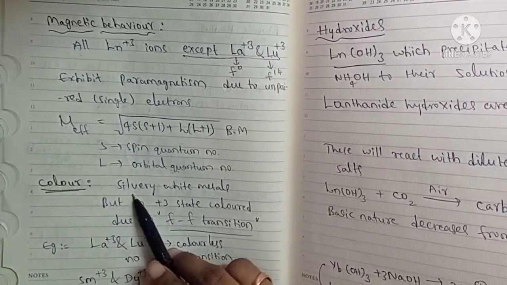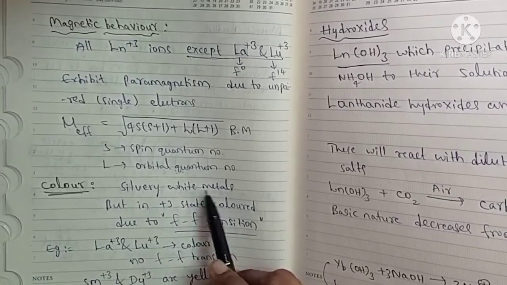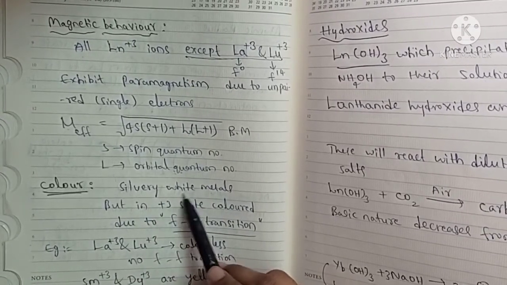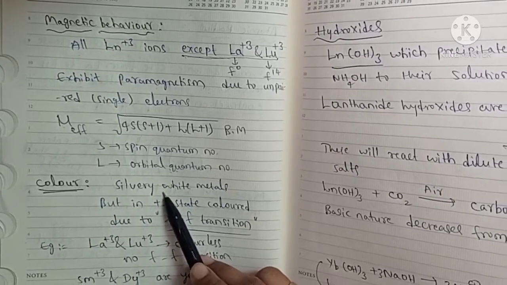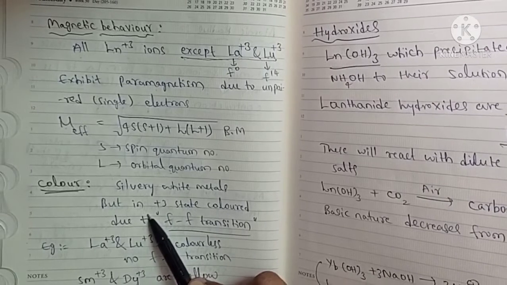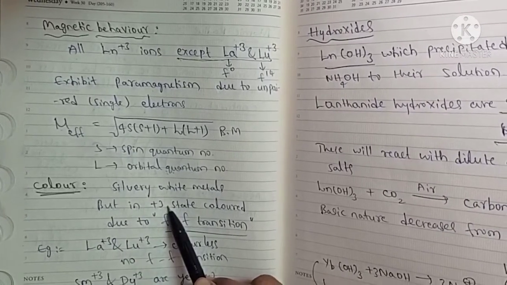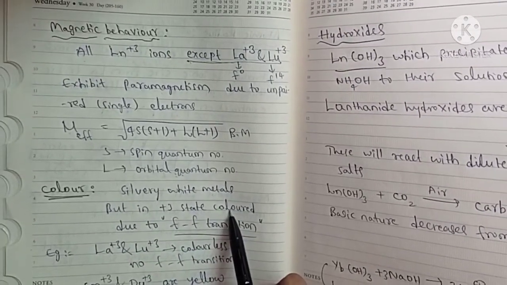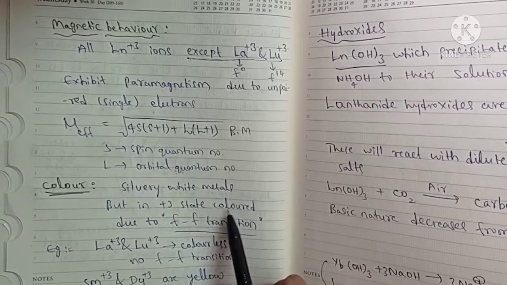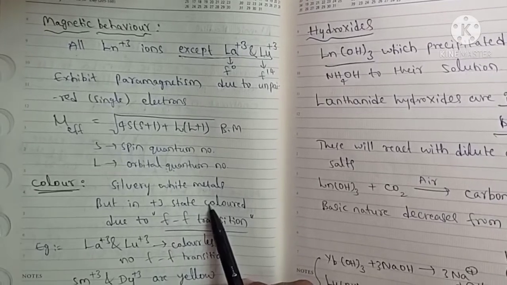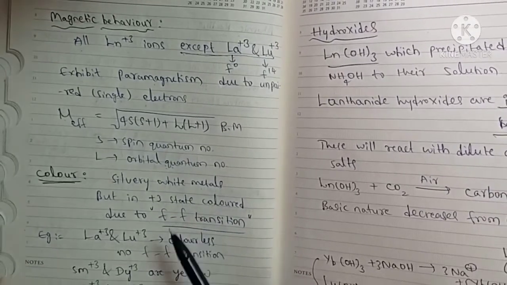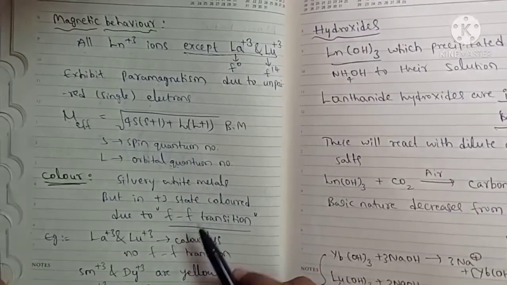So these are all silvery white metals in the single or elemental state. But in the compound state, in the +3 oxidation state, they exhibit color. In the +3 oxidation state they form colored solutions. They may be solid or they may be in solution. So they will exhibit color.